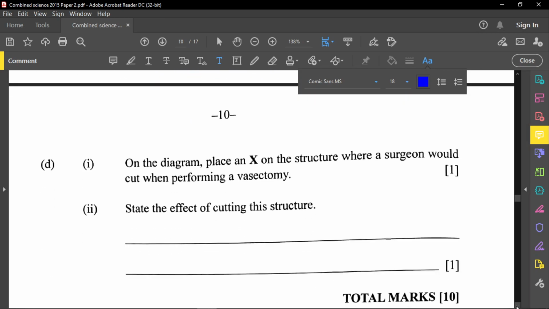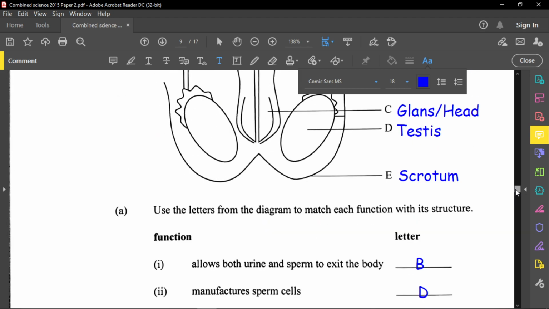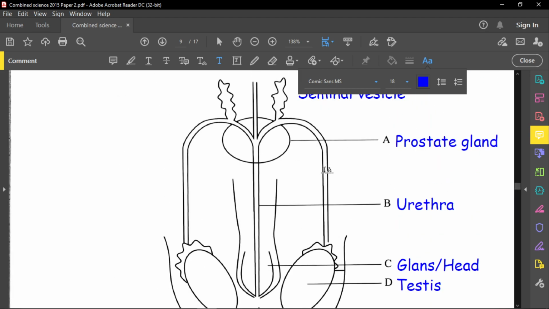All right, so part D is that on the diagram, place an X on the structure where a surgeon would cut when performing a vasectomy. A vasectomy is a cut in the sperm duct or the vas deferens. So let me just put sperm duct right here, or vas deferens. The sperm duct and the vas deferens are the same thing.